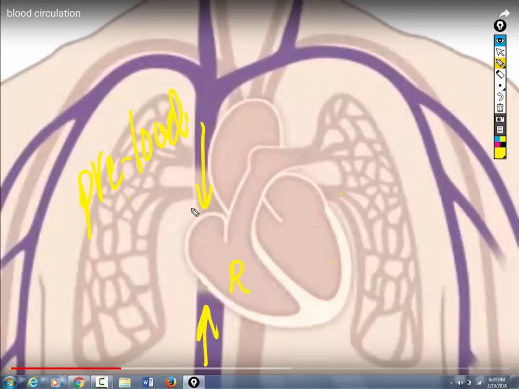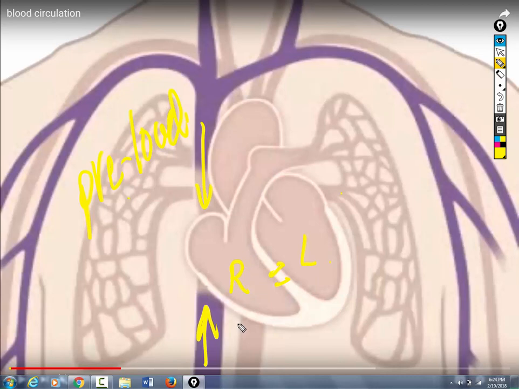What determines the amount of blood pumped by the left heart? The amount of blood that's pumped by the right heart. You got me? Who's paying attention to this? Anybody? Yes. Okay, so watch.